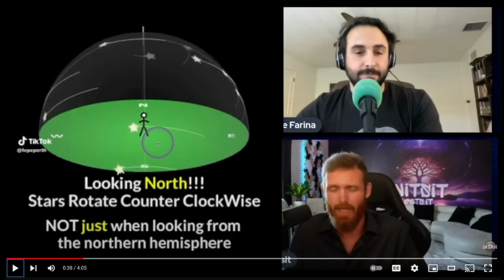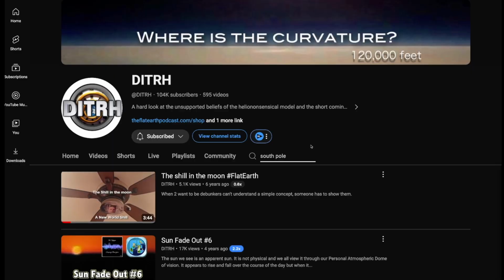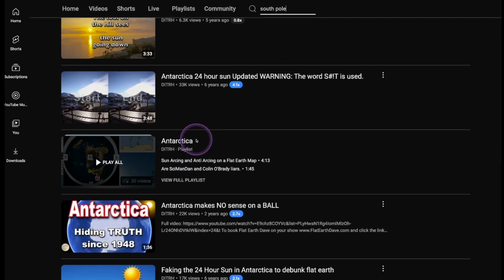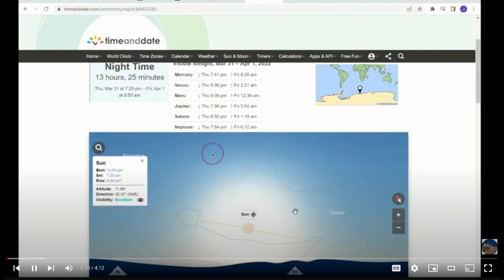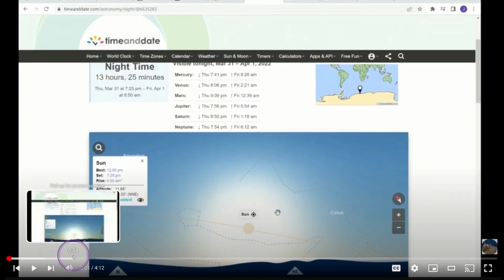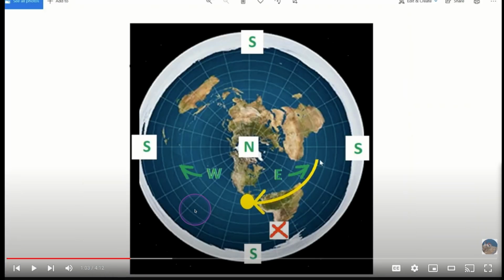Look at this. There is a person at the center of the dome, but the four cardinal directions are out at the edge: north, south, east, west. In your model, the N goes to the center, and then it's only S's around the edge. Look, South Pole. What is this? Antarctica? The very first video that you have shows this. The N goes in the center, and the S's all the way around. You should know this by now, Dave.